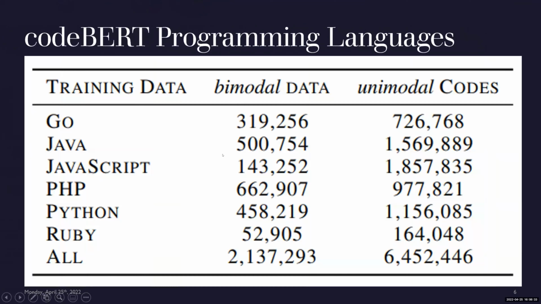So these are the programming languages that CodeBERT was trained on and the size of the data set. So 1, 2, 3, 4, 5, 6. Yeah, it was only 6. I accidentally counted this one, but that's just all. And I kind of focused my project on Java, PHP, and Python.